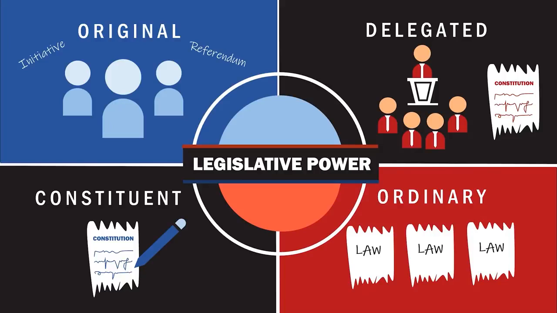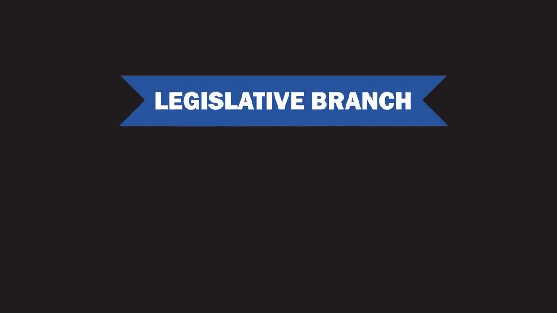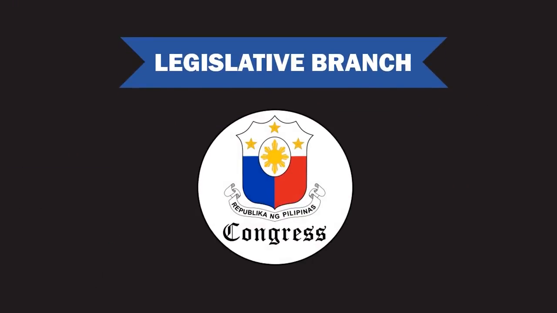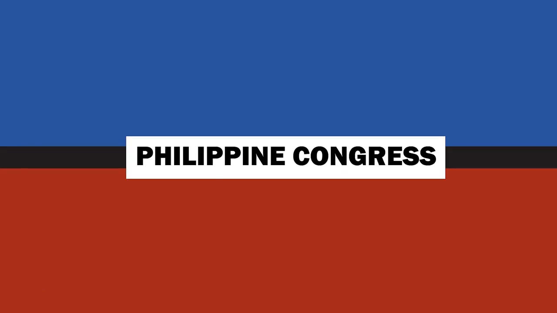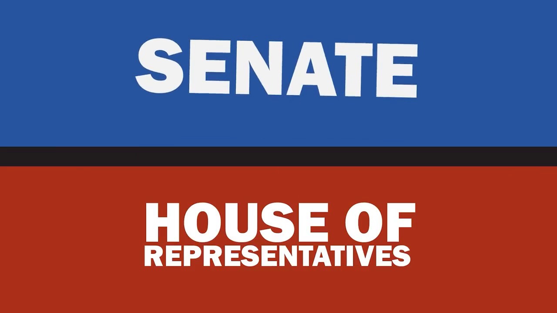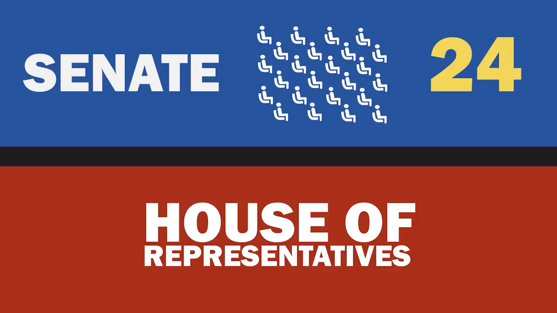The legislative power is vested in the Congress of the Philippines. It is a bicameral body. This means that it is composed of two houses. Let's take a closer look at the Philippine Congress. The upper house is called the Senate. It is composed of 24 senators and headed by the Senate President.